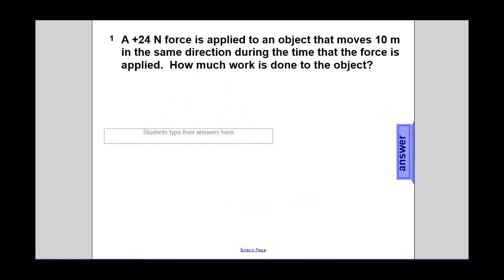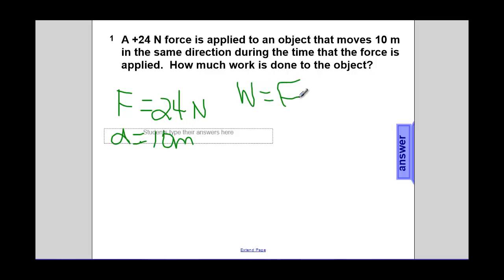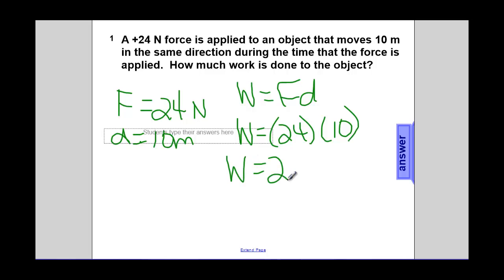So now we have an example problem. We've got a 24 Newton force and it's positive, so our F equals 24. Is applied to an object that moves 10 meters in the same direction. So that means our D is 10, and it's positive since it's in the same direction. So they want to know about the work. So we've got work equals force times distance, which means work equals 24 times 10, which gives us 240 joules.